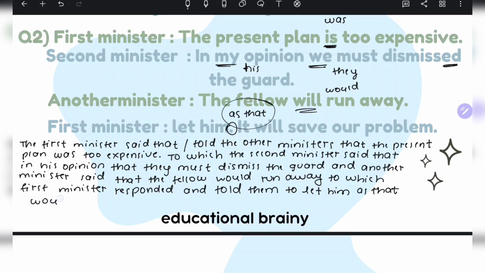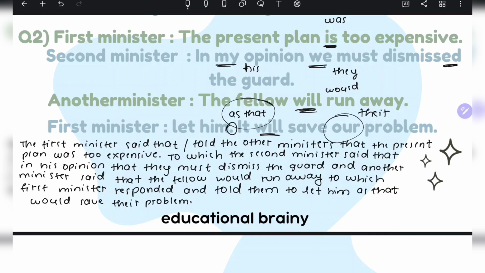Would save their problem. "Will" means will, change it to would: would save their problem, right, as it is.